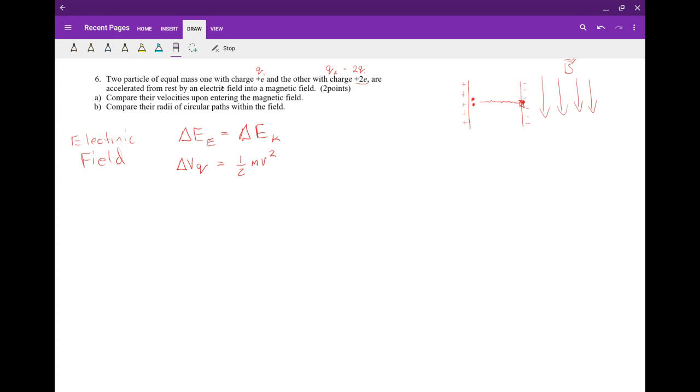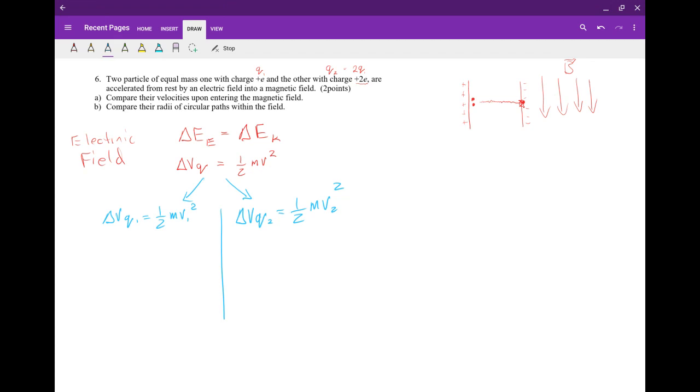Excuse me. So now, basically, what I'm going to do here is I'm going to take this equation and I'm going to build it for both particles, right? So I've got delta V Q1 is equal to 1/2 mv1 squared. Then I've got delta V Q2 is equal to 1/2 mv2 squared. All right. And now we want to compare their velocities. And so I'm going to go ahead and solve for their velocities in these equations here.